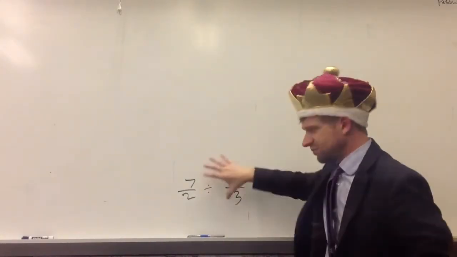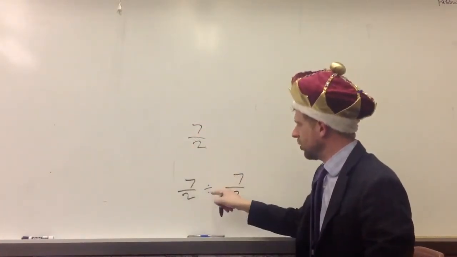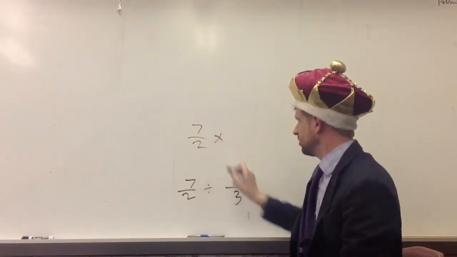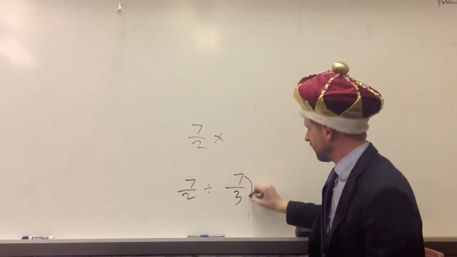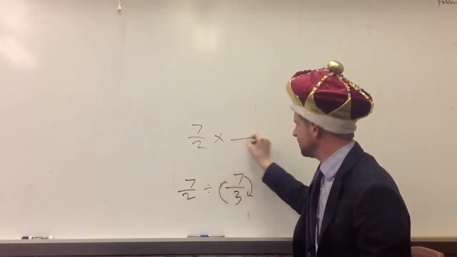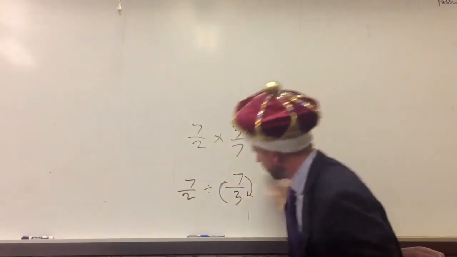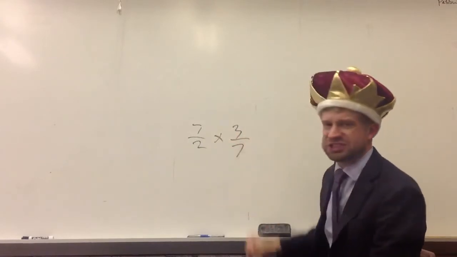We're going to keep it, so I'm going to keep 7 over 2. Then we're going to change it to a multiplication. And then we're going to flip it. We're flipping it, so it becomes 3 over 7. So now my new fraction is 7 over 2 times 3 over 7.